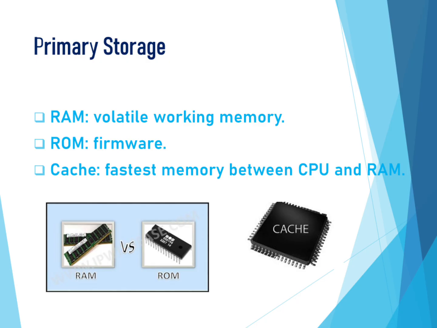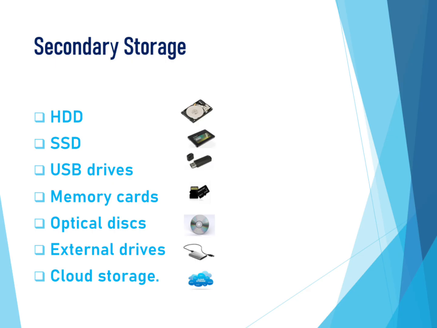Next type is secondary storage. Previously we have seen primary storage and now this is secondary storage. Secondary storage is used for permanent storage. Unlike RAM, it keeps data even after the computer is turned off. Some common examples include hard disk drives or HDDs, solid state drives or SSDs, USB flash drives, memory cards, optical discs like CDs, DVDs, and Blu-ray discs, external hard drives, and cloud storage.